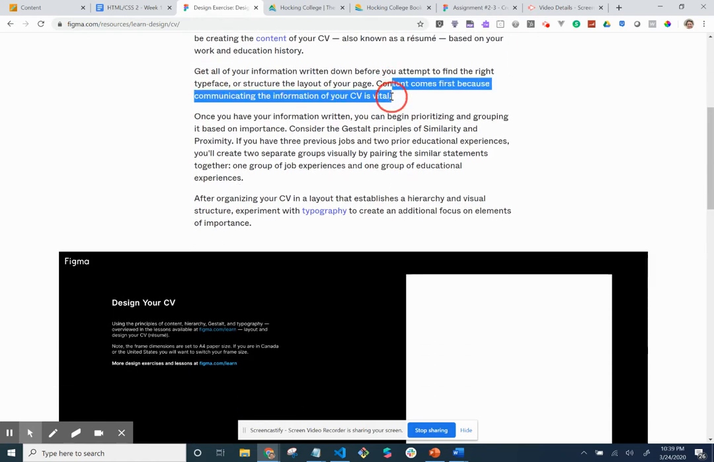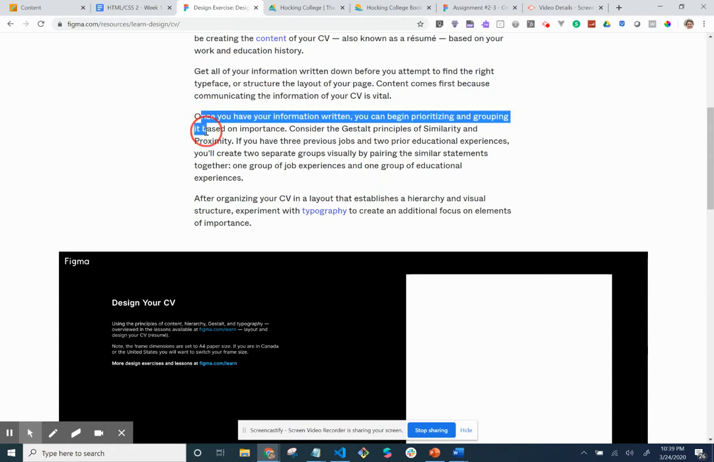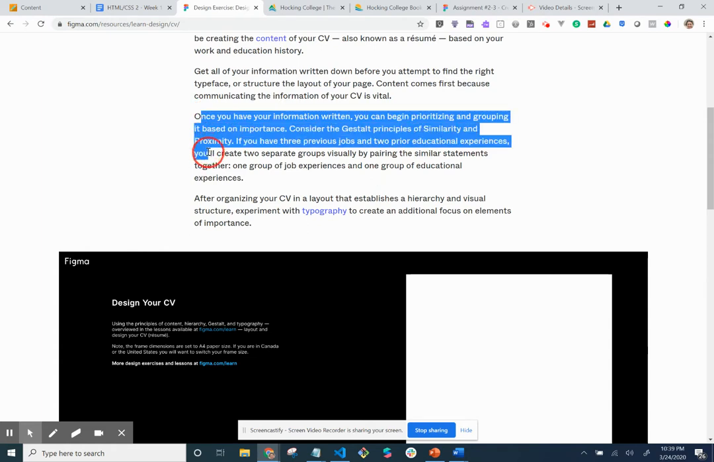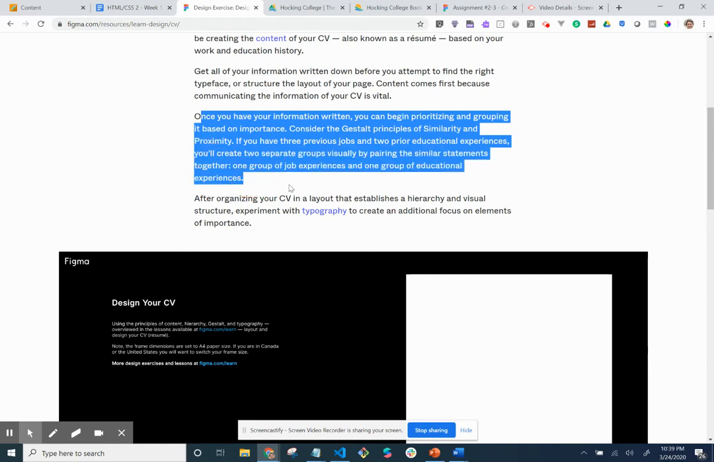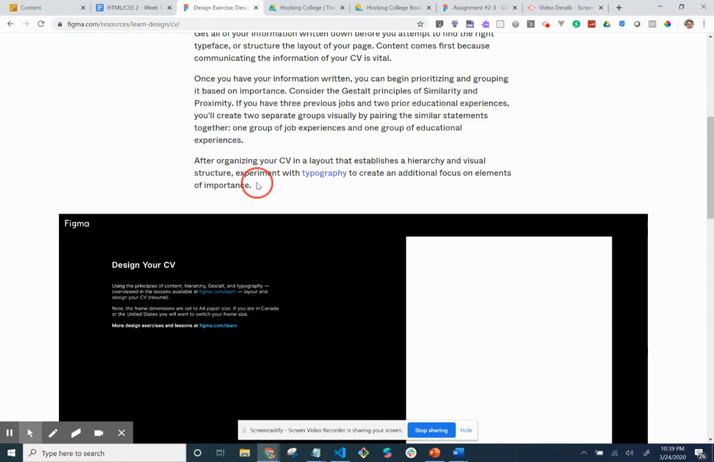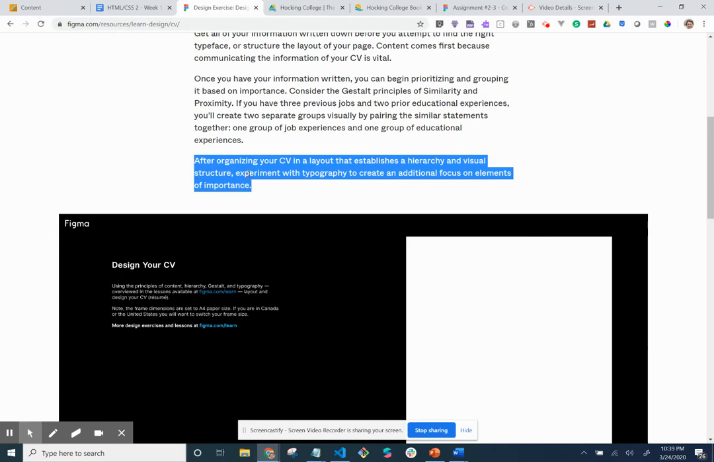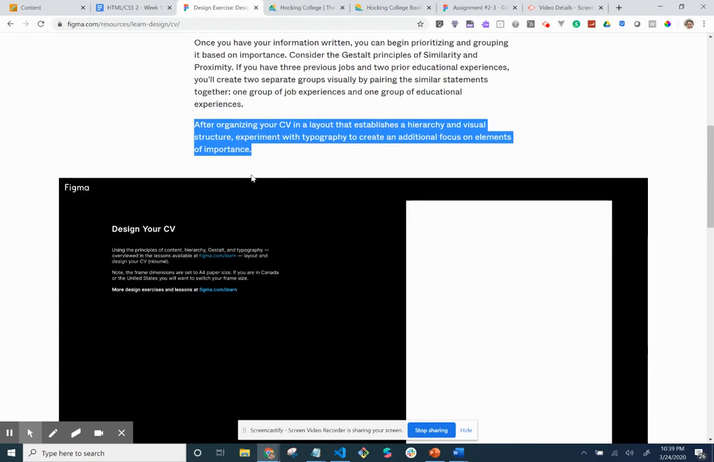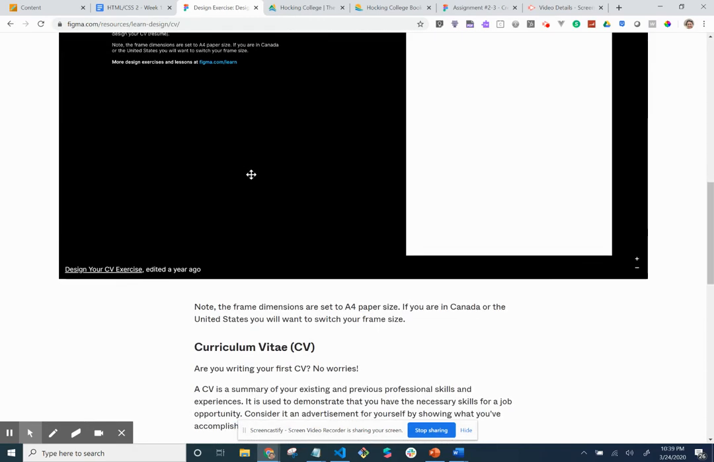Because content comes before communicating, the information on your CV is vital. So once you have your information written, you can begin prioritizing and grouping it based off importance. So consider the Gestalt principles of similarity and proximity. If you have 3 previous jobs and 2 prior educational experiences, you'll create 2 separate groups visually by pairing the similar statements together. One group of job experiences and the other one education. So after organizing your CV in a layout that establishes a hierarchy and a visual structure, experiment with typography.